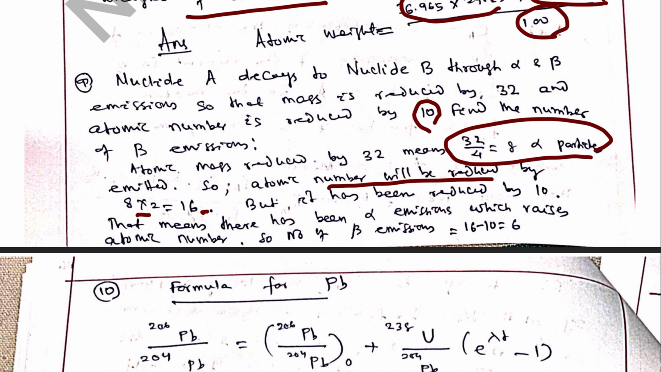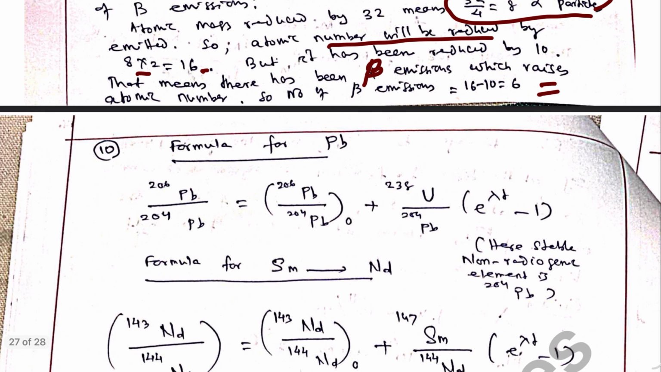That means there has been an emission which raises the atomic number. This is not alpha, there has been beta emission which has raised the atomic number. So the number of beta emissions is 16 minus 10 is equal to 6.